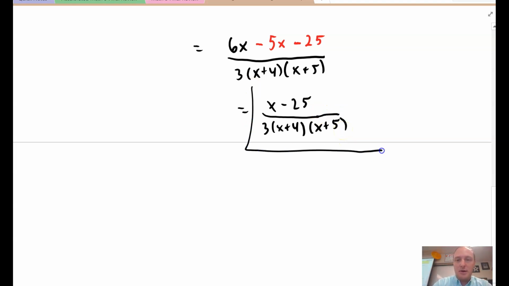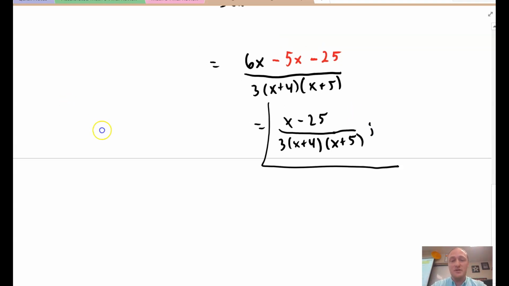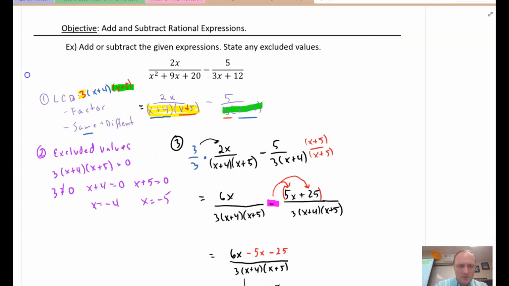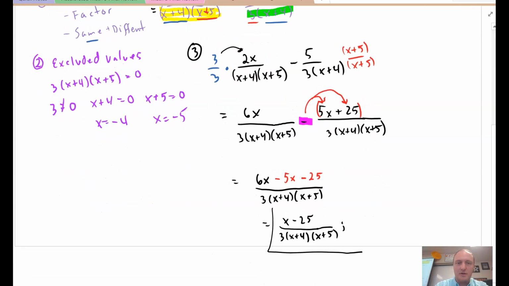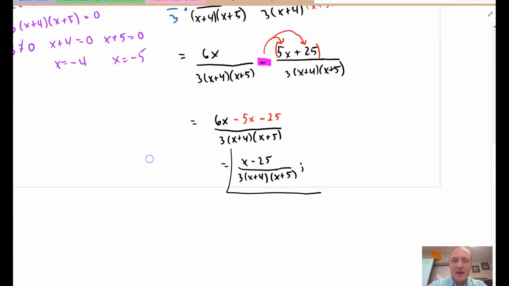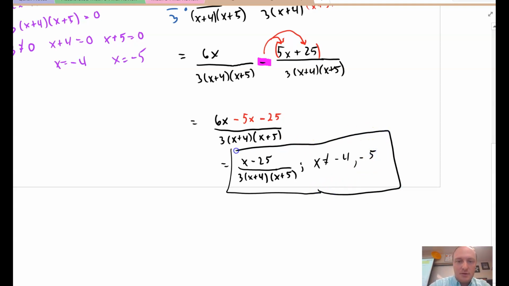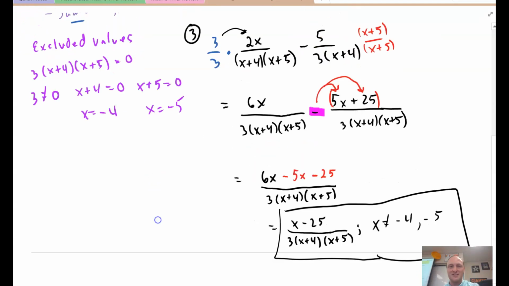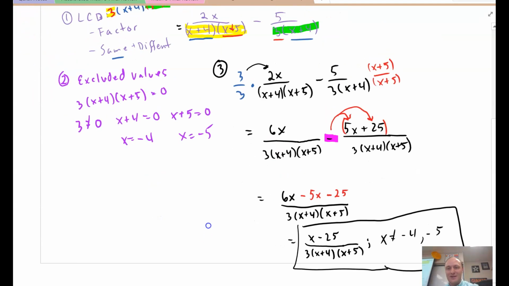And here's our answer, except now, remember, include your excluded values. What are our excluded values? Right here. So we say x cannot be negative 4 or negative 5. That's it. I added 2 rational expressions. Look at you go. You guys are killing it.